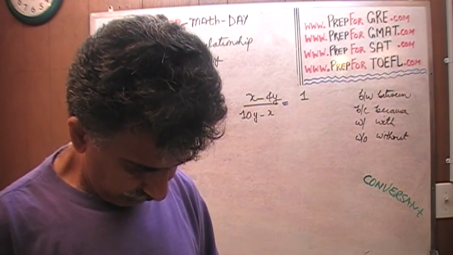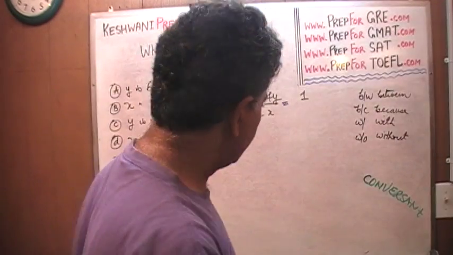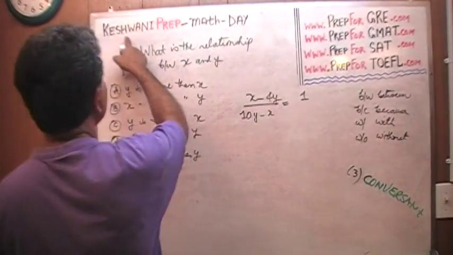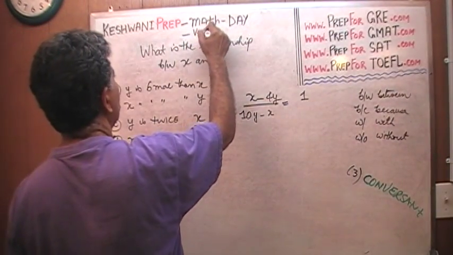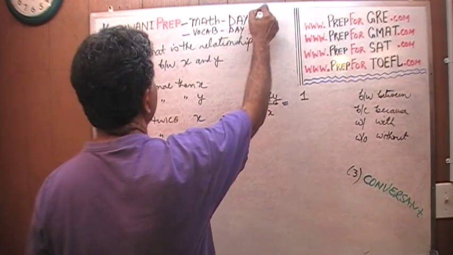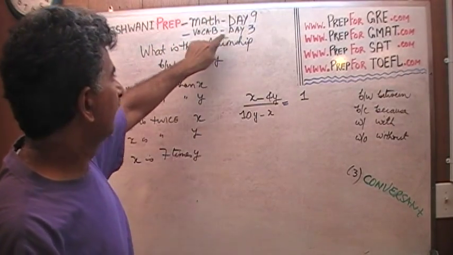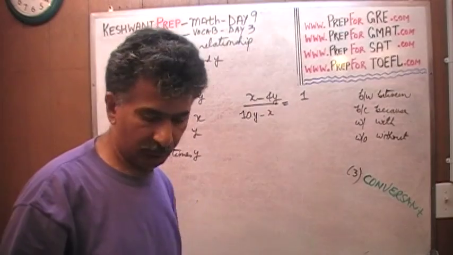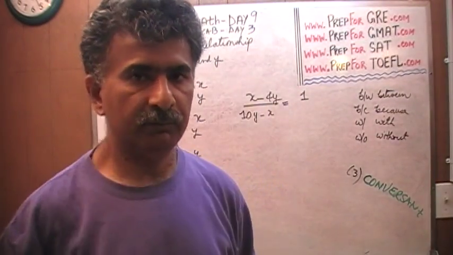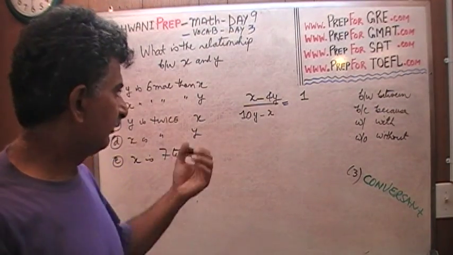I'm looking here to see if we have learned, oh yes, on day 3. If you want to learn the word conversant, just type in Keshwani prep dash vocab dash day 3. Today is day number 9. Day 3, and you will learn this word conversant. I already told you what it means, but it does not hurt to learn it in more detail because you will learn some other words along with conversant.